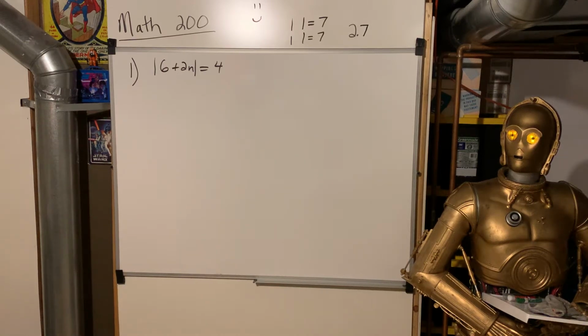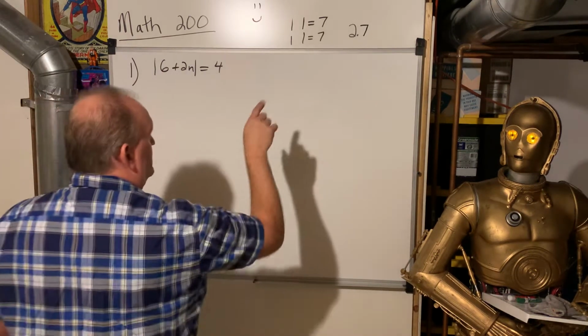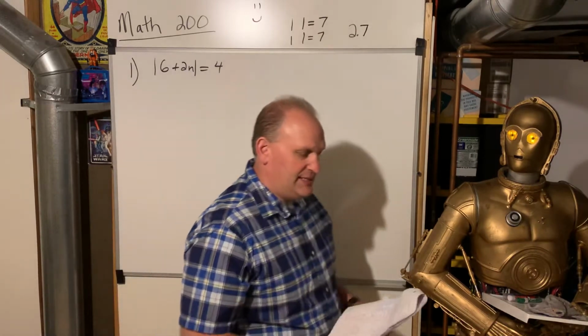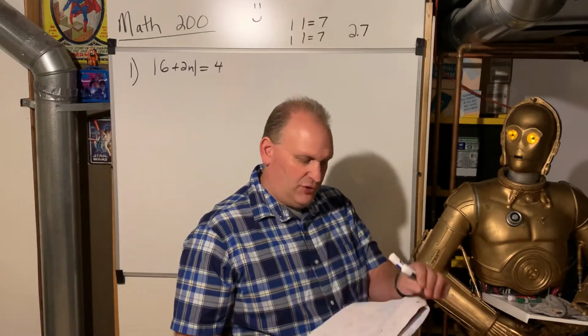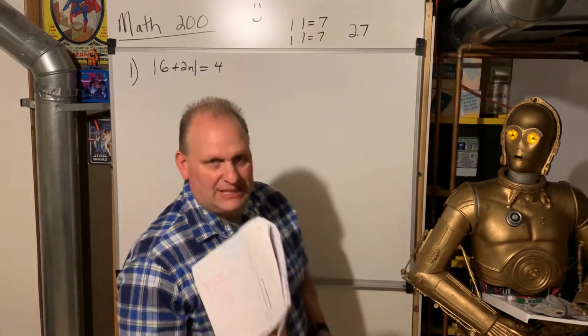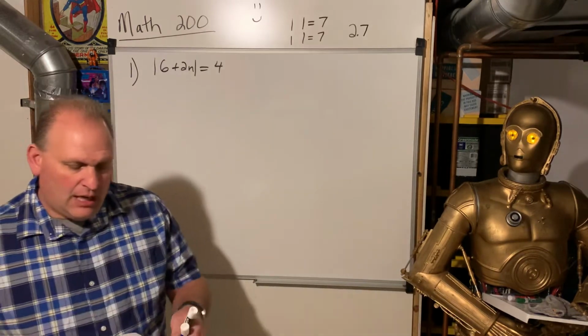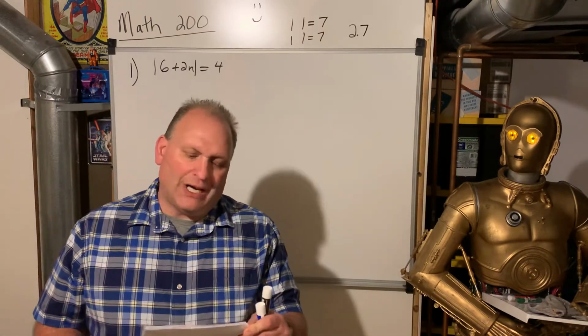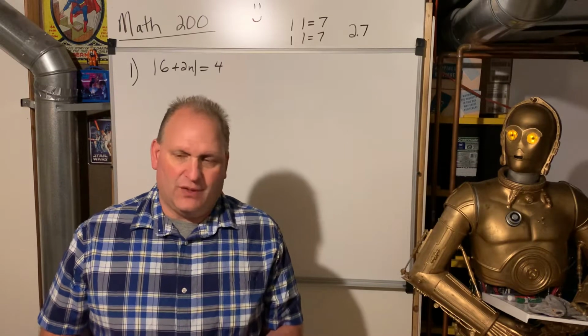Okay, we're back. This is Math 200. We're looking at Chapter 2, 2.7, finishing off the Chapter 2 notes. We're on page 16 of the packet. Absolute value inequalities is what we're looking at now.